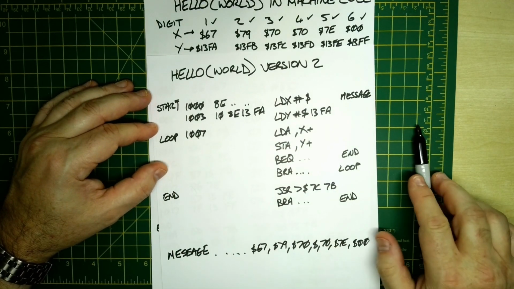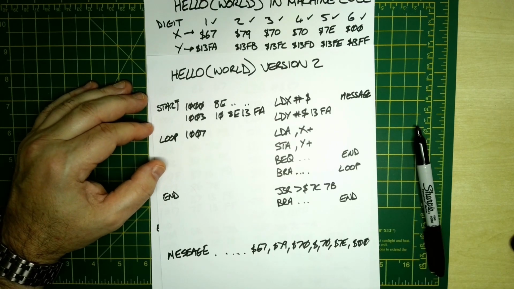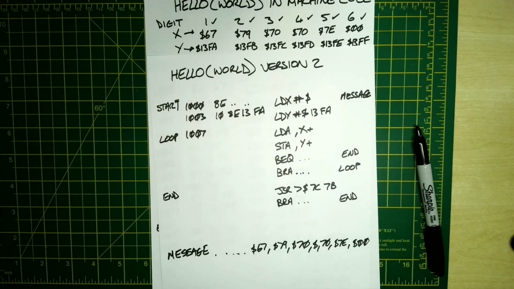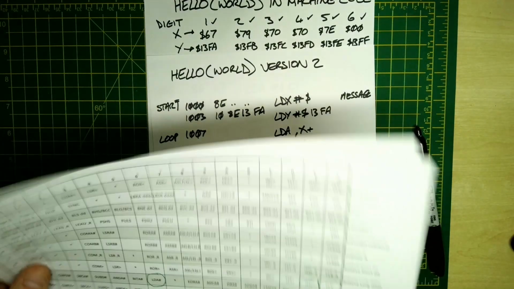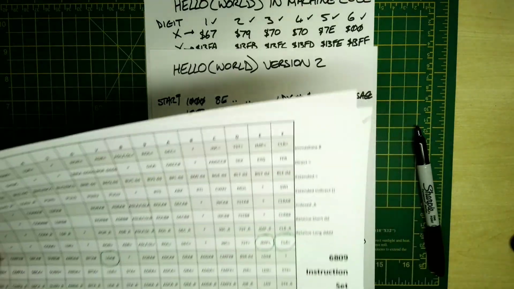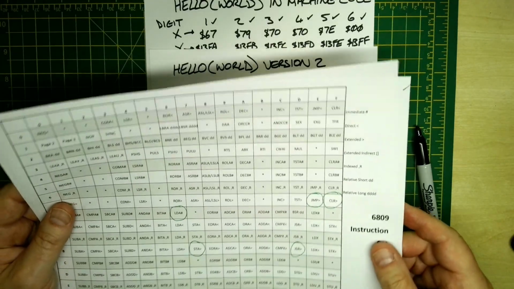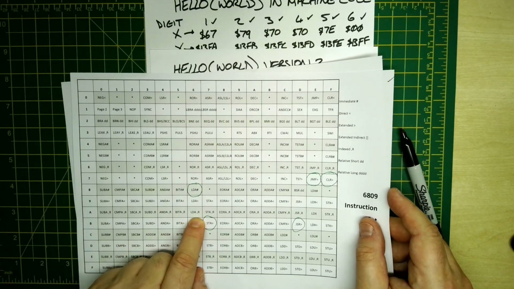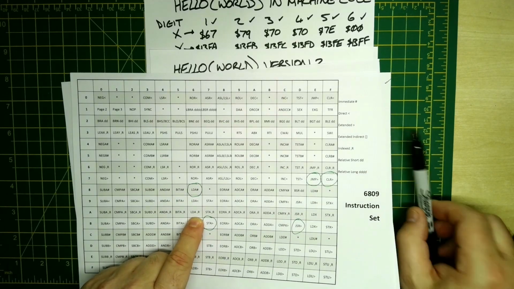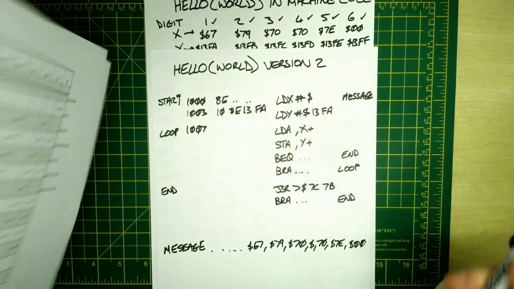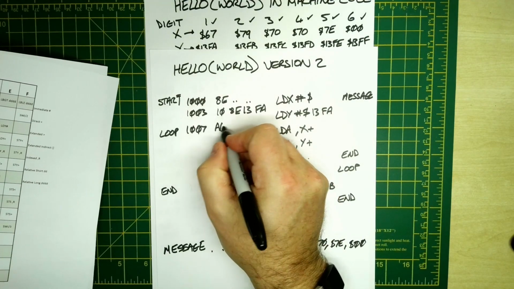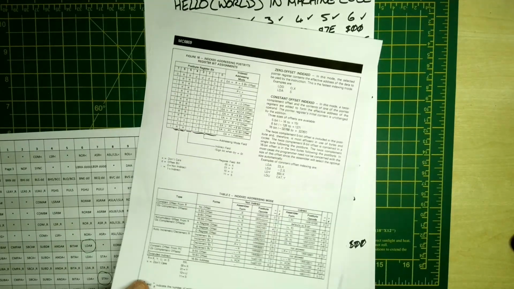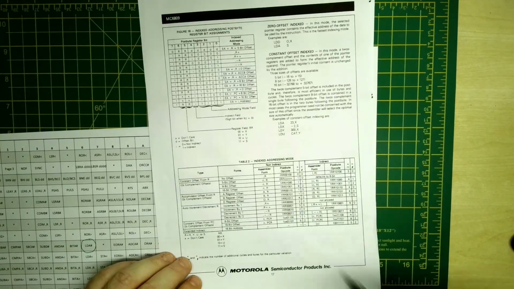Now this one is load A with an indexed address. If we look at our sheet again, load A with an indexed address is load A with R, which means it's an indexed address, comma R here. That is A6. So I'm going to put A6 there. Now, what we then need to do after that is in the data sheet, this shows this is the 6809 data sheet.